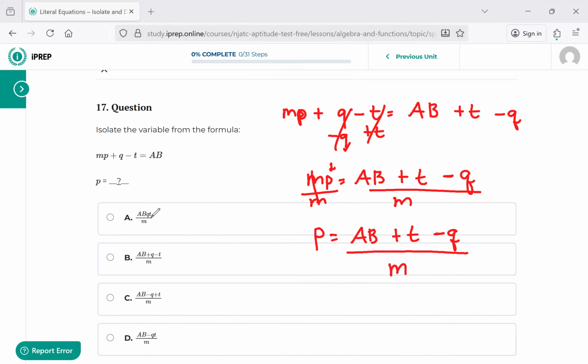Which is that going to be? Don't be fooled, it's not B because our Q is negative and our T is positive. So it has to be letter C. AB is positive, T is positive, Q is negative, M is there. So C.